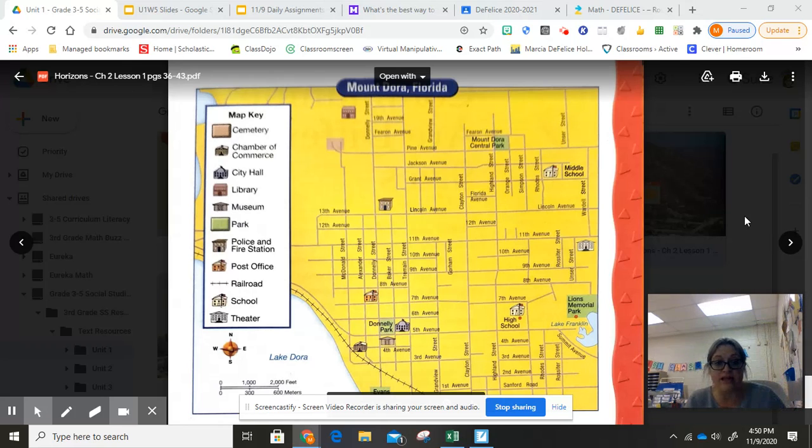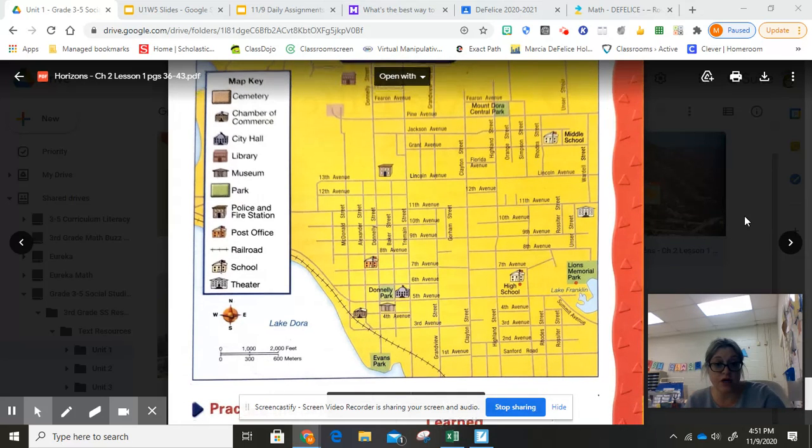Okay, so you can see right there the little symbols that they're using to show you where the cemetery is, where the Chamber of Commerce is located, where's City Hall, where's the library, the museum, the park, the police and the fire station, the post office. And they also have a little symbol there that's showing you the railroad or where the train goes, also where the school is located, and where there is a theater. So right there in your map key is all of your map symbols.